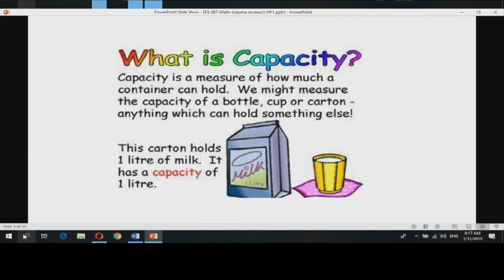So this carton holds 1 liter of milk. What is its capacity? 1 liter. Yes, if it holds 1 liter of milk, its capacity is 1 liter. Excellent. Well done.